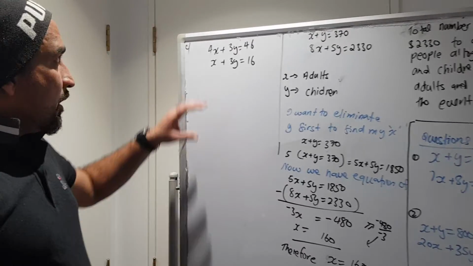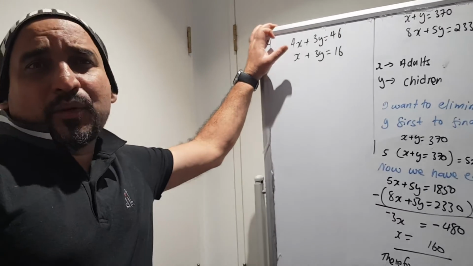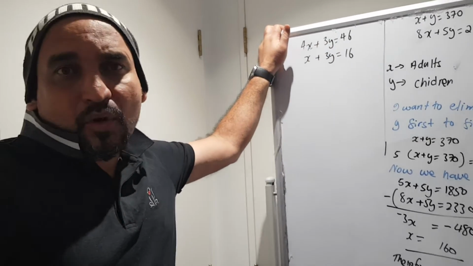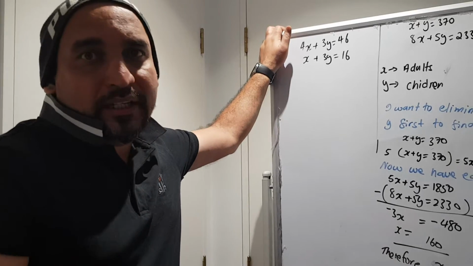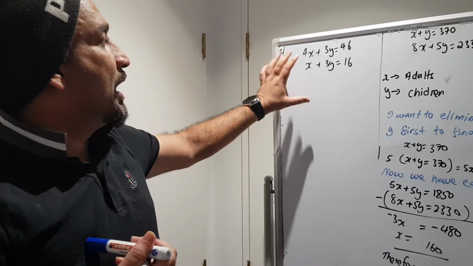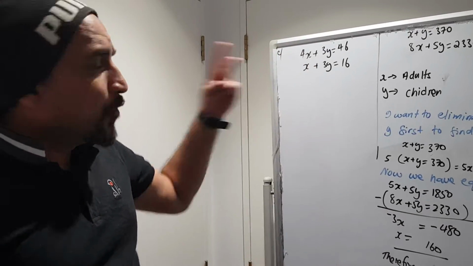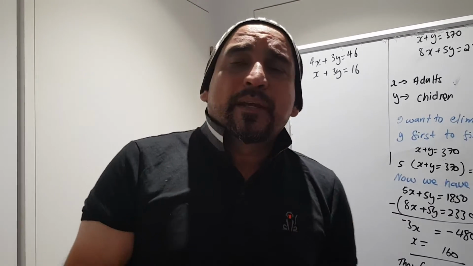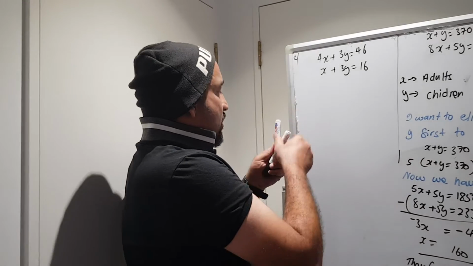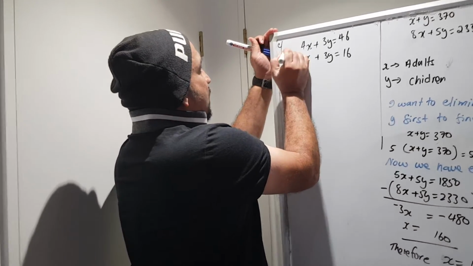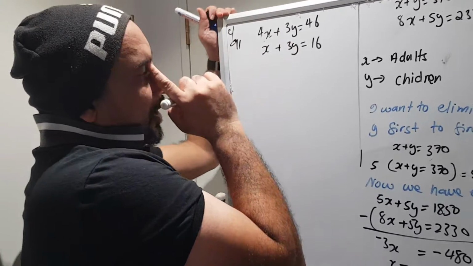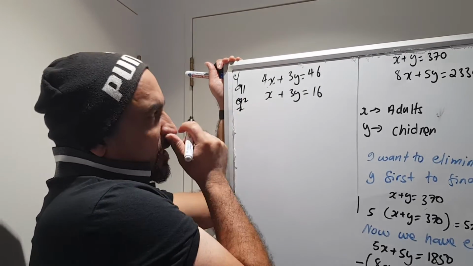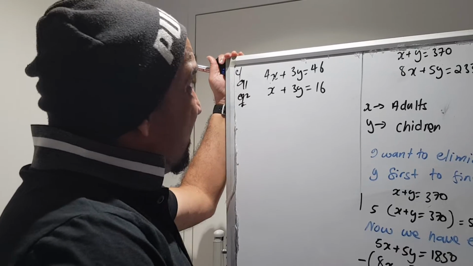When I say simultaneous equations, you know we are finding x and y at the same time. All this while we were finding the value for x only. This time we're going to find the value for x and y together. For any simultaneous equation, you'll always be given 2 equations. So equation 1 is 4x plus 3y equals 46. And equation 2 is x plus 3y equals 16.